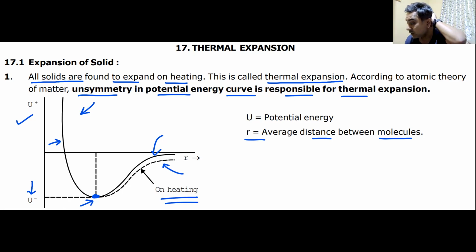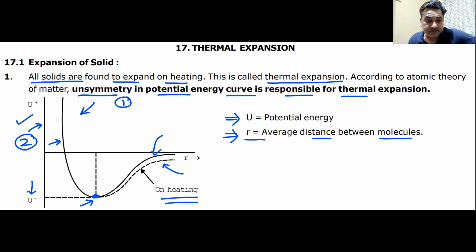So what you have got to remember in this entire discussion is two things that you will mark. The first thing is that things expand on heating because of asymmetry in the potential energy curve, and the second is the same thing explained in the graph. The graph of potential energy versus R is unsymmetric. Do we understand this? I'll give you a minute to note this down. Please note it down.